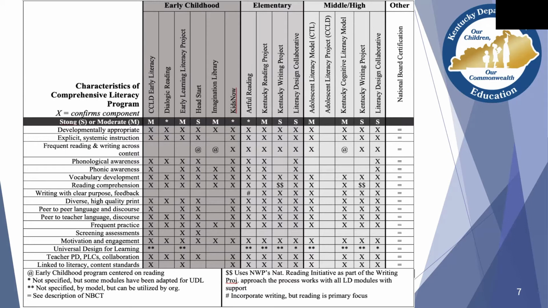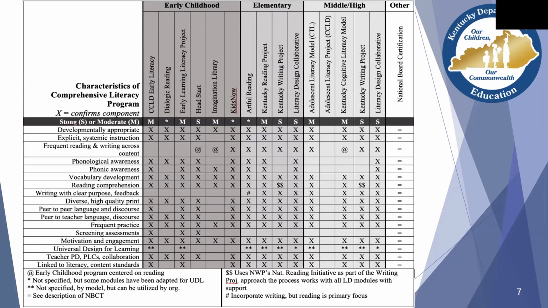On the left-hand side in that column, you'll see the characteristics of comprehensive literacy. That is a necessity also for this grant, that we do offer programs that have characteristics of comprehensive literacy. You can find more on page 24 of the RFA about these characteristics. This list is sort of a shorthand for those others.